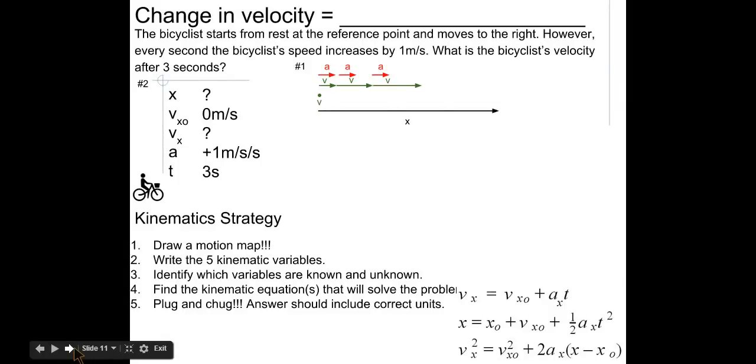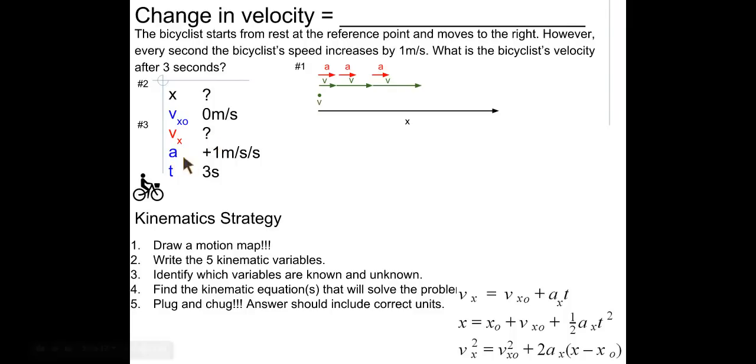So we've got to go back to the problem and read this. I'm going to use these different colors to determine what's given to us in the problem, and what's not. The position really isn't ever given to us, that final position, that x stands for final position. We could probably figure it out, but it's not explicitly given to us in the problem. The initial velocity is 0 meters per second. We know that because it says it starts from rest. We drew a dot to signify that. The final velocity is what we're looking for. It says, what's the bicycle's velocity after 3 seconds?